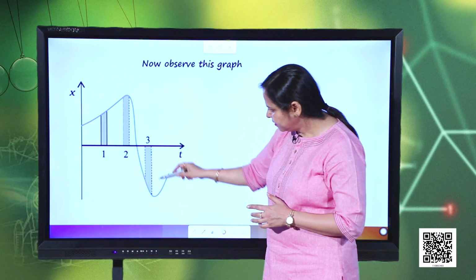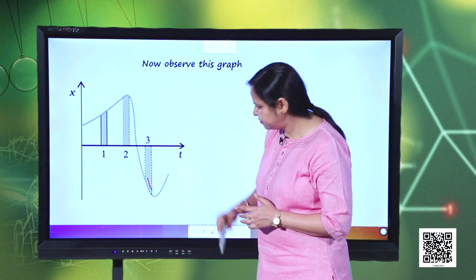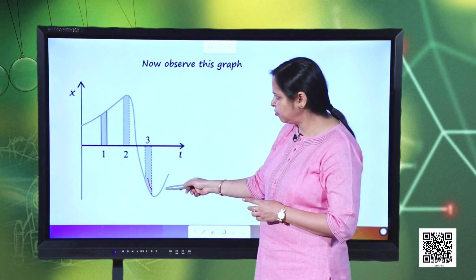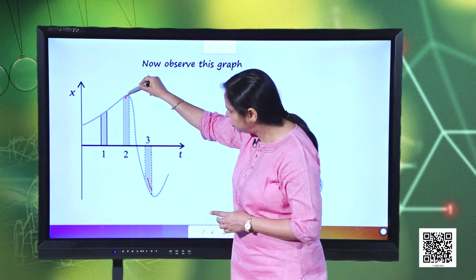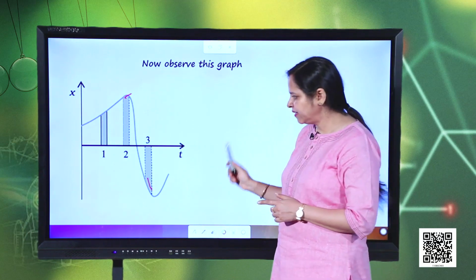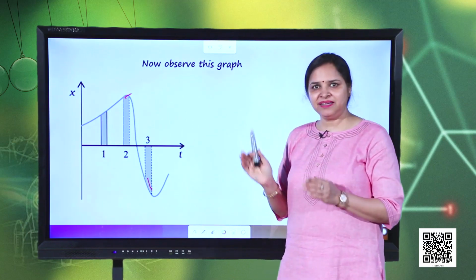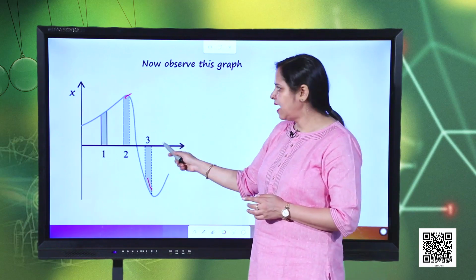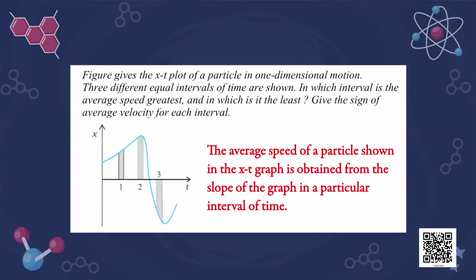If we look at this, during the third time interval, the slope is steepest. We have the steepest slope, and the slope is least during this second time interval. So, we can say that the velocity is maximum during this third time interval and it is minimum during the second time interval.